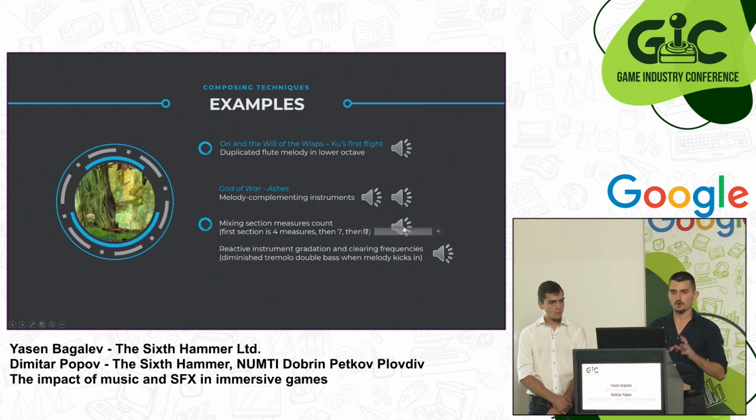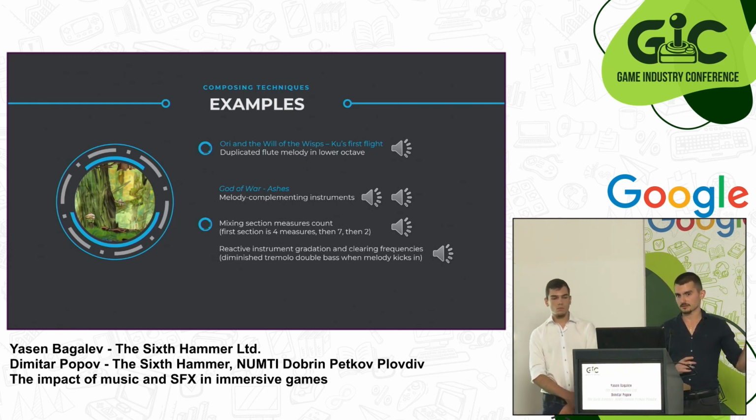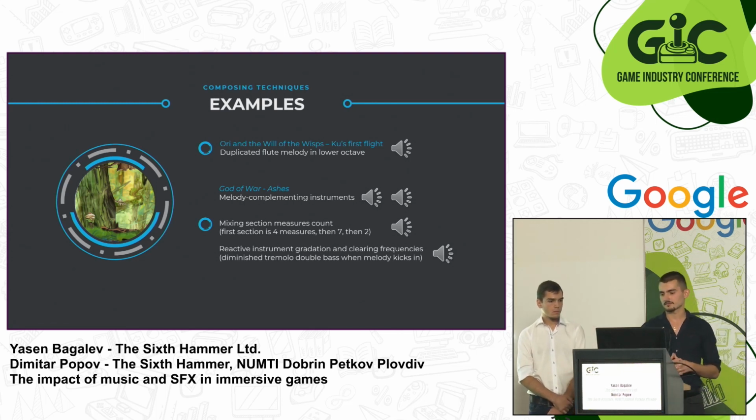Next is an example of avoiding repetitiveness. So here we have a section that is 4 measures long. That one is seven measures long. And the last one is only 2 measures long, and they even change the beats per measure here.